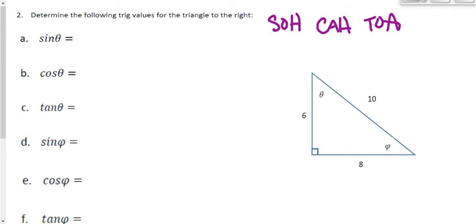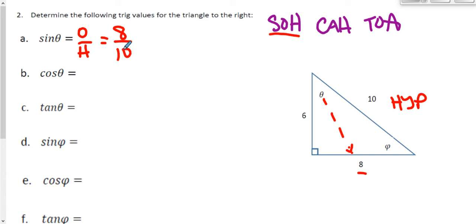So to find the sine of theta, I have to recognize that the sine is the opposite over the hypotenuse. That's what this equation means. The opposite from theta is the number 8. The hypotenuse is over here. It's the number 10. So the sine of theta is just 8 over 10, which I can simplify. Both of these are divisible by 2. It's 4 over 5, and that one's all done.